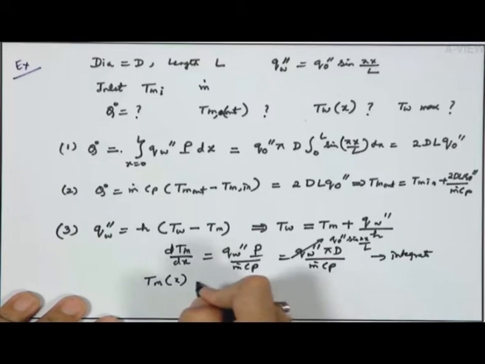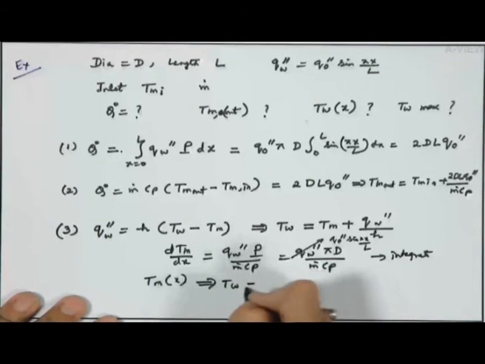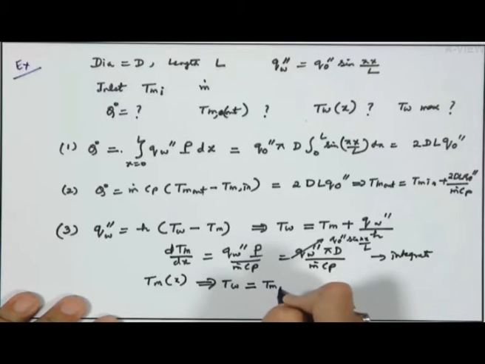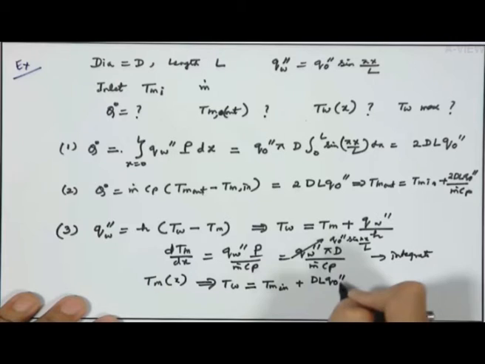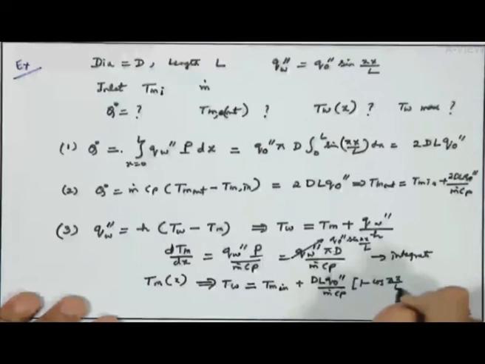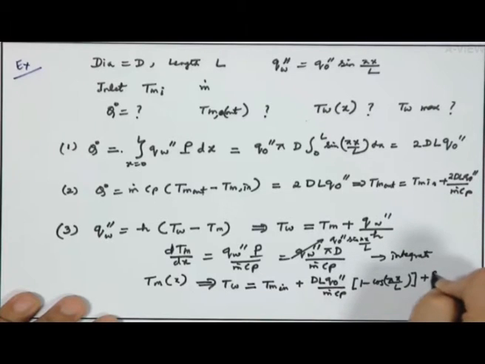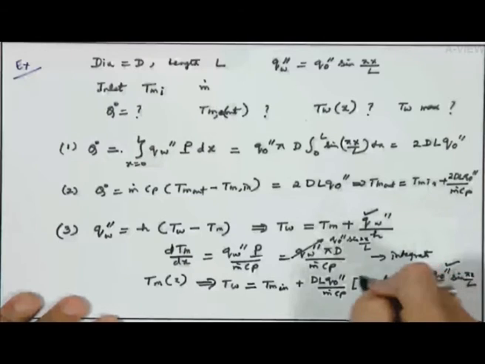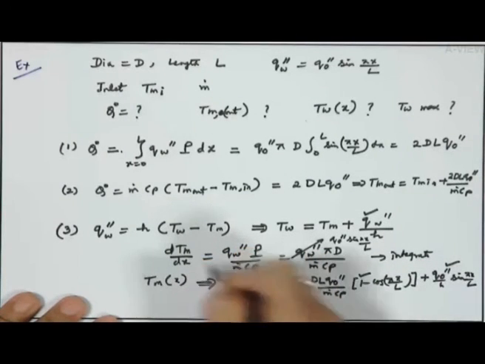So, then that will give you T wall as a function of x, that is Tm in plus dL q0 by m dot Cp into 1 minus cos pi x by L, plus q0 by h into sin pi x by L. So, this term comes from the integral of dTm dx, and this term comes from q wall by h.